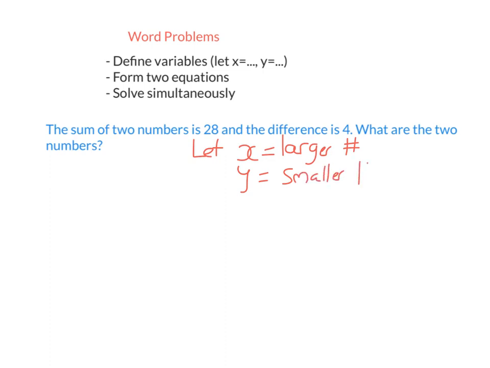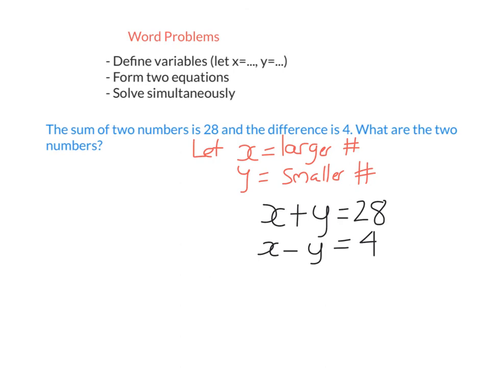Step 1 is done. Now I need to form two equations. So the first bit of information says the sum of the two numbers is 28. So if I add together the two numbers, I get 28. That's one equation. The second one says the difference is 4. So that means larger number minus smaller number equals 4. Now that I've got the two equations, the hard work is done. I just solve them exactly like I did in previous slides.